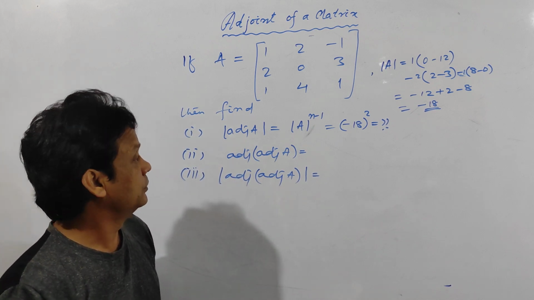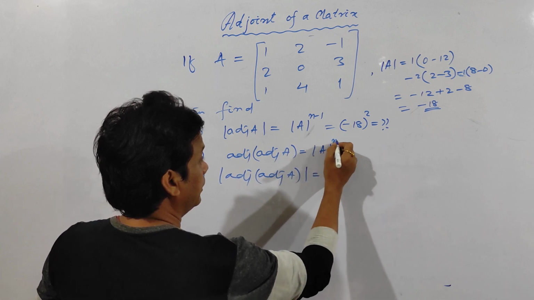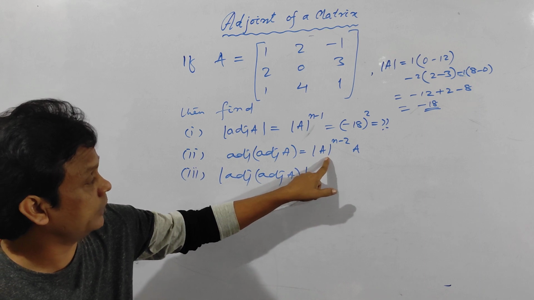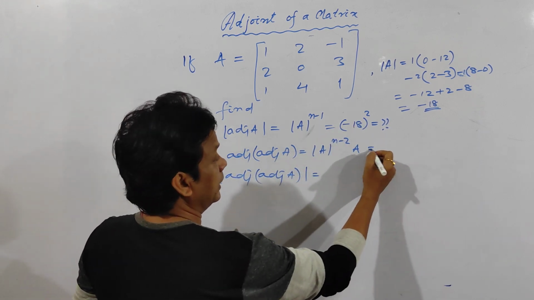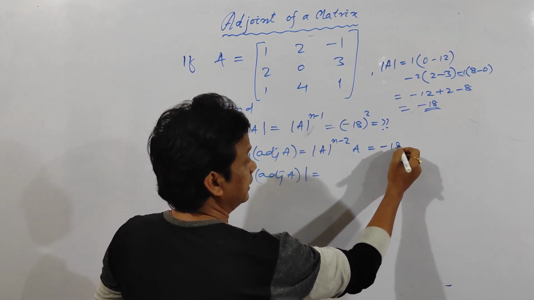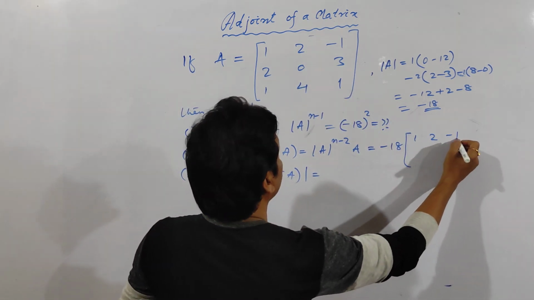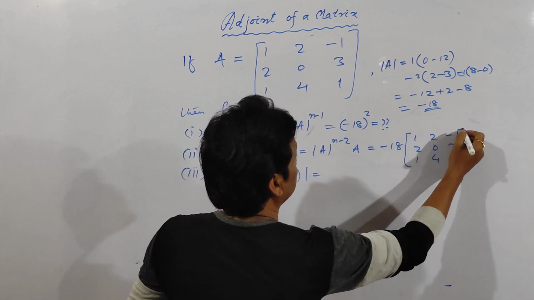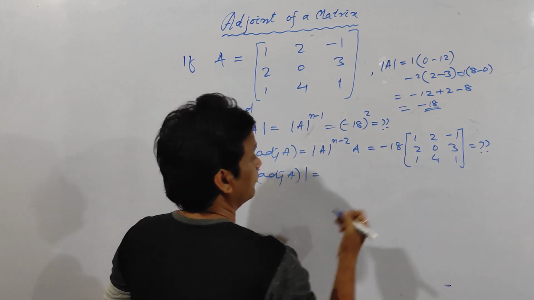Clear? Then this one. The formula is adjoint of A is equal to determinant of A to the power n minus 2 into A. Determinant of A is minus 18, and n is 3, 3 minus 2 is 1, so minus 18 into A, which is 1, 2, minus 1, 2, 0, 3, 1, 4, 1. Then simply multiply minus 18 to each and every element, you will get the answer.